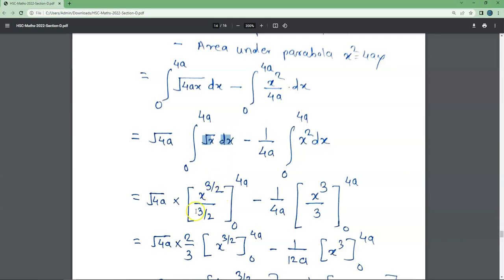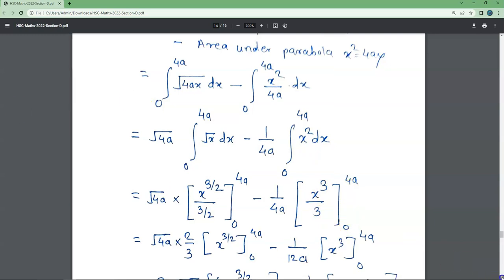So x to 3/2 upon 3/2. आणि limits काय, 0 to 4a. Limit हे definite integral असल्यामुळे येथे integration constant येतो का, नाही. का, कारण integration constant इकडून इकडून दोघी ठिकाणी जर add केला तर minus होऊन remove होतो. So we don't really put the integration constant where there is a definite integral. Similarly, 1/4a x square चं integration येईल x cube upon 3. And the limits are 0 to 4a.